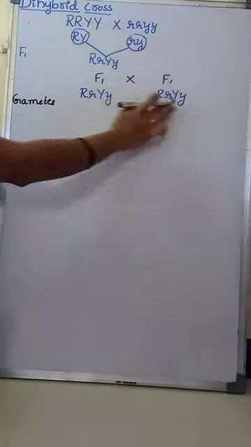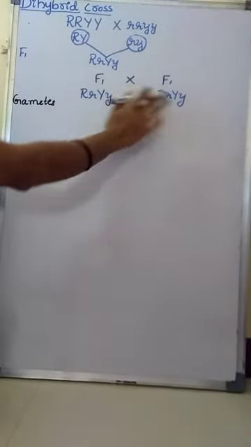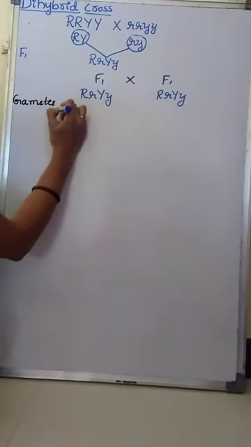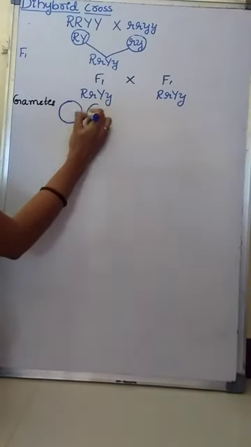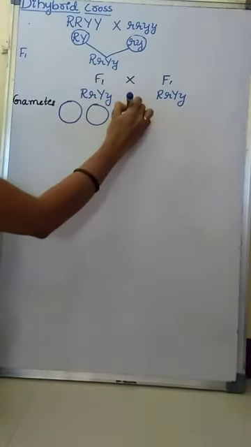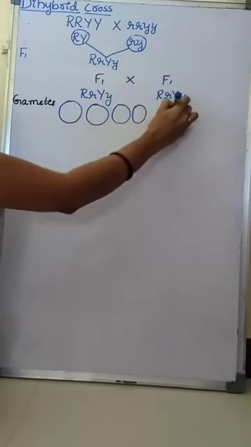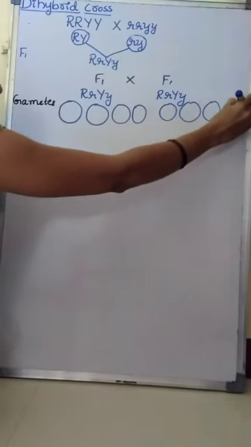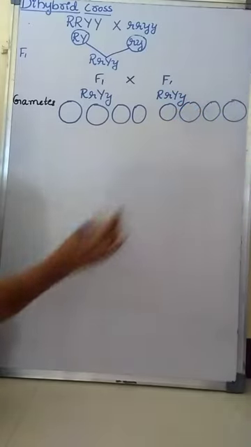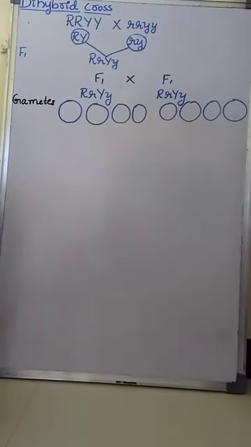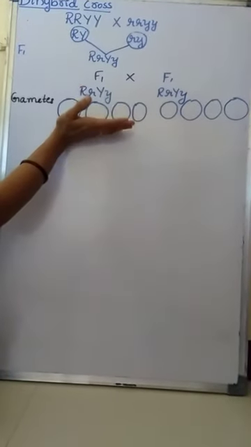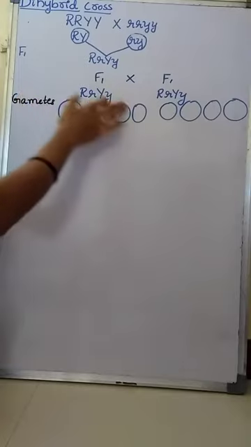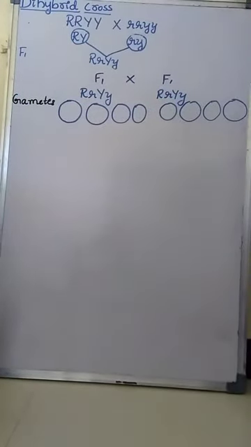Here gametes are produced from both. This one produces 4 types of gametes. Here also 4 types of gametes are produced, and they are the same types of gametes. The gametes produced by this parent are similar to the gametes produced by the other F1 parent.